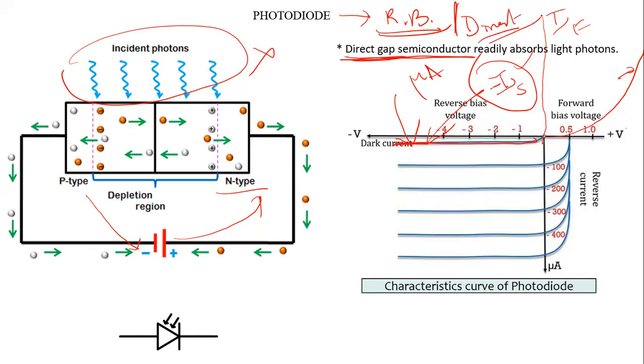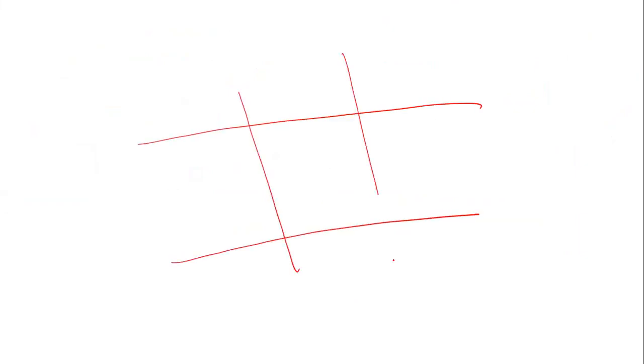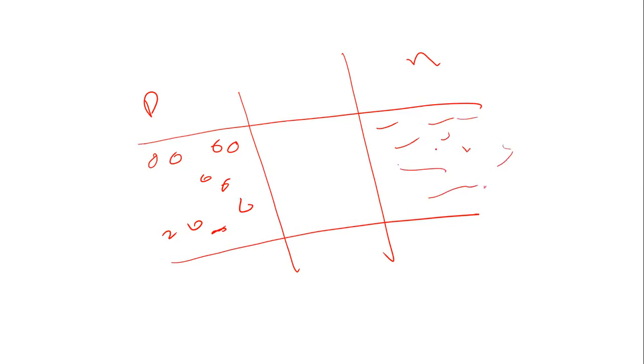So if the semiconductor that makes your diode is a direct band gap material, when you shine light on it, what will happen is that, suppose this is the depletion region, this is p type, this is n type. In p type we have plenty of holes, we already know it, and in n type we have plenty of electrons, and then we connect them in reverse bias.